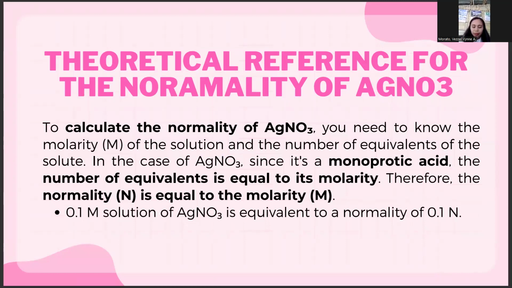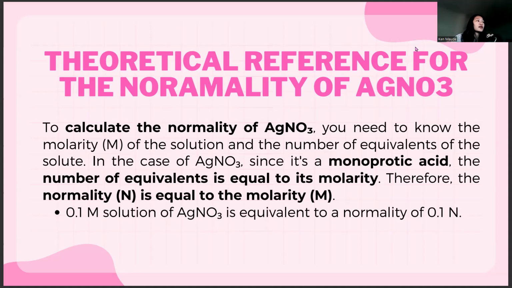For the theoretical reference for the normality of AgNO3 or silver nitrate, to calculate the normality of silver nitrate, you need to know the molarity and the equivalents. Since the number of equivalents is equal to its molarity, therefore the normality N is equivalent to the molarity M. A 0.1 M solution of silver nitrate is equivalent to a normality of 0.1 N.